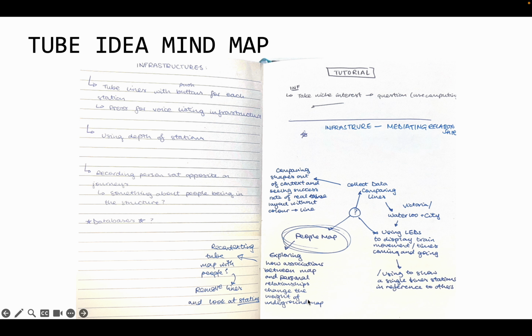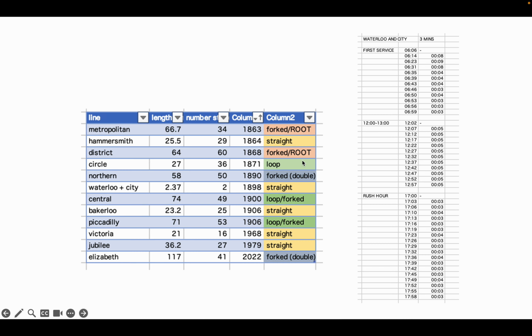But then I went this way, which was exploring how associations between maps and personal relationships changed the weight of the London Underground map, recontextualizing the Tube with people, which meant moving the lines and looking only at the stations. I did look at the actual physical infrastructure as well, and the timings, which were the ideas I looked at before, just gathering data.